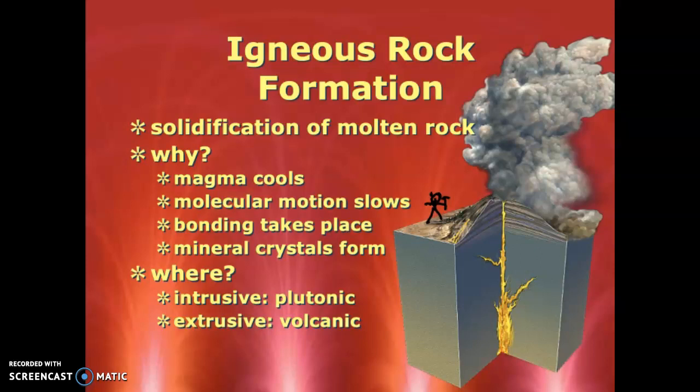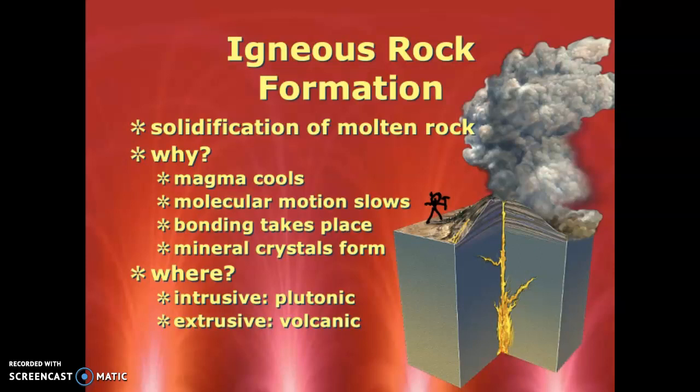So what happens is we start out with molten rock, and when rock is melted, it is melted because it is at a very high temperature and the molecules and atoms are moving too quickly to assemble into mineral crystals. So in order to form an igneous rock, we're going to have to lower the temperature of that magma. And as we lower the temperature, the molecular motion slows down. And once that starts to slow down, mineral crystals can form. Now, this will take place at a series of temperatures.